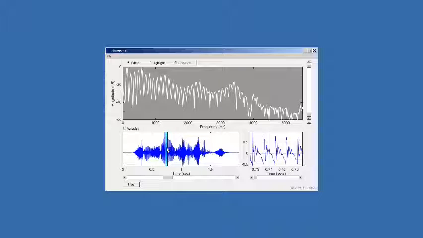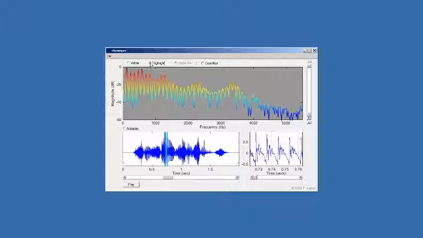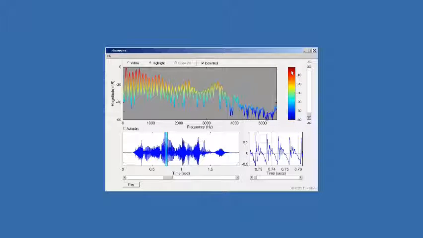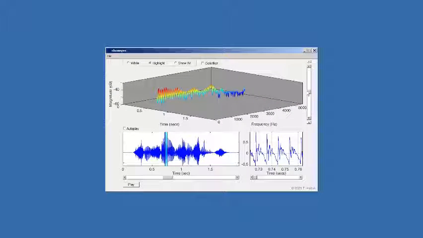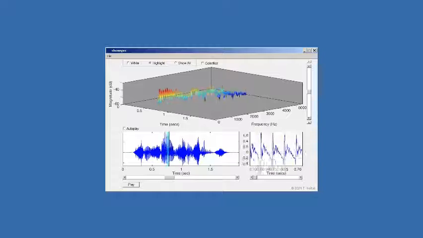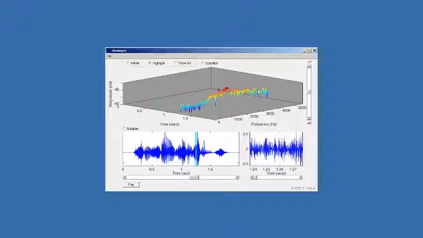Let's take it in steps. First, let's color the spectrum. We use the familiar temperature-like color scheme, where red indicates the highest magnitude and blue the lowest. Next, let's make the display three-dimensional. So what we're plotting here is the magnitude of the spectrum on this axis as a function of both time on this axis and frequency on this axis. Each time slice here corresponds to a spectral slice here.